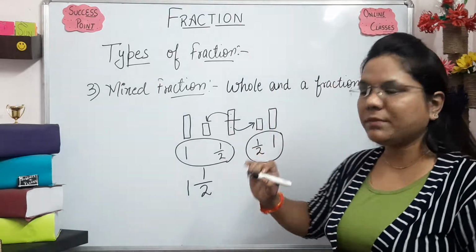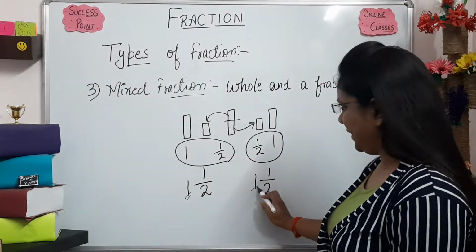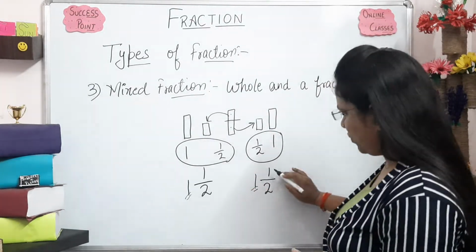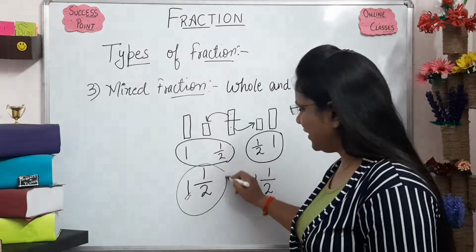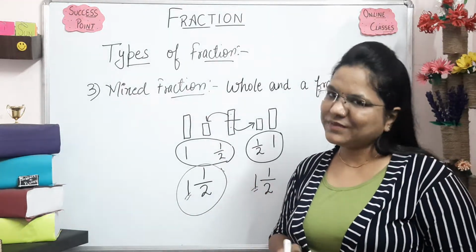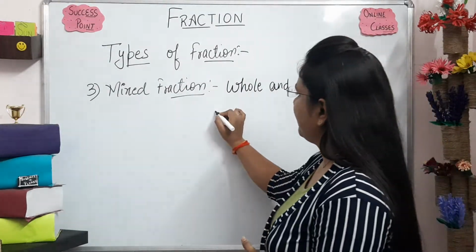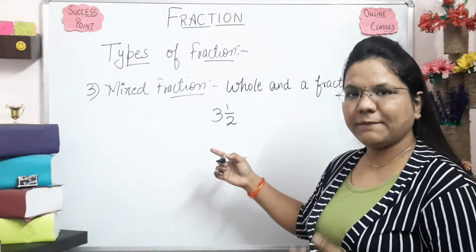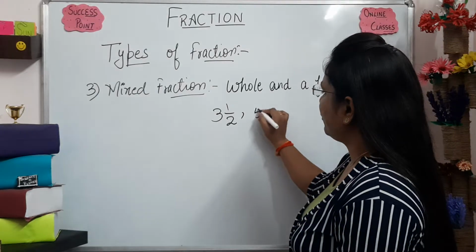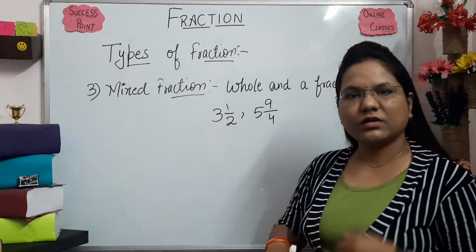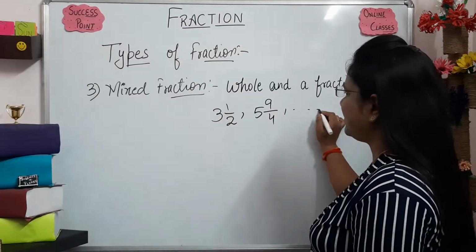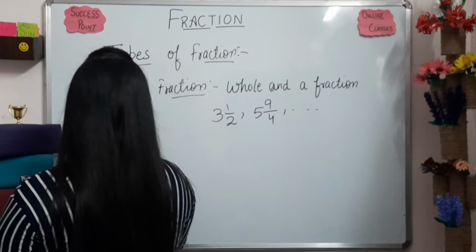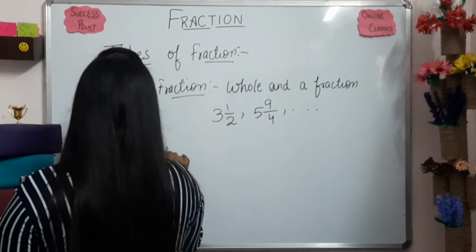So what is the whole number? Like this one, 1 complete, and the fraction 1 by 2. Combined we can call it a mixed fraction. So now can we say 1 by 2 is a mixed number? Yes, it's a mixed fraction. 9 by 4? Yes. So all these types we can call mixed fraction. Moving to the fourth one, that is unit fraction.